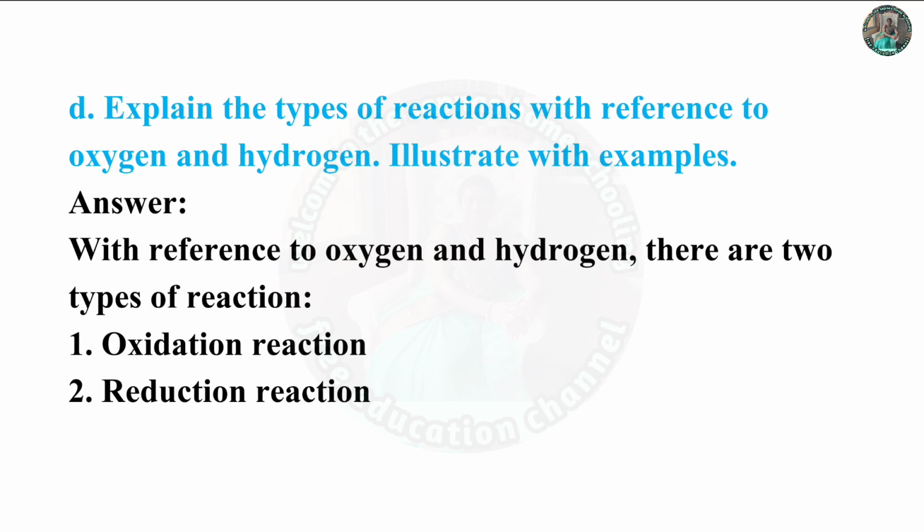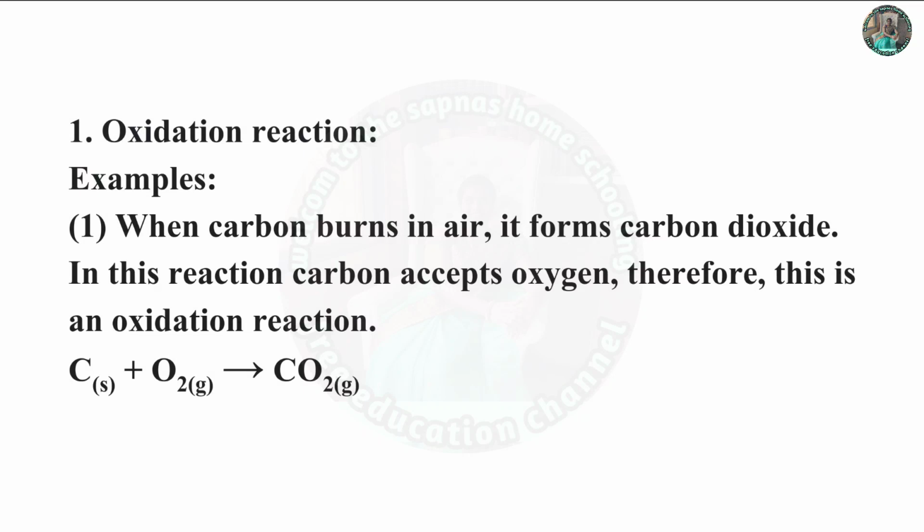Illustrate with examples. Answer. With reference to oxygen and hydrogen, there are two types of reaction. First, oxidation reaction, and second is the reduction reaction. First, oxidation reaction example. When carbon burns in air, it forms carbon dioxide. In this reaction, carbon accepts oxygen, therefore this is an oxidation reaction.